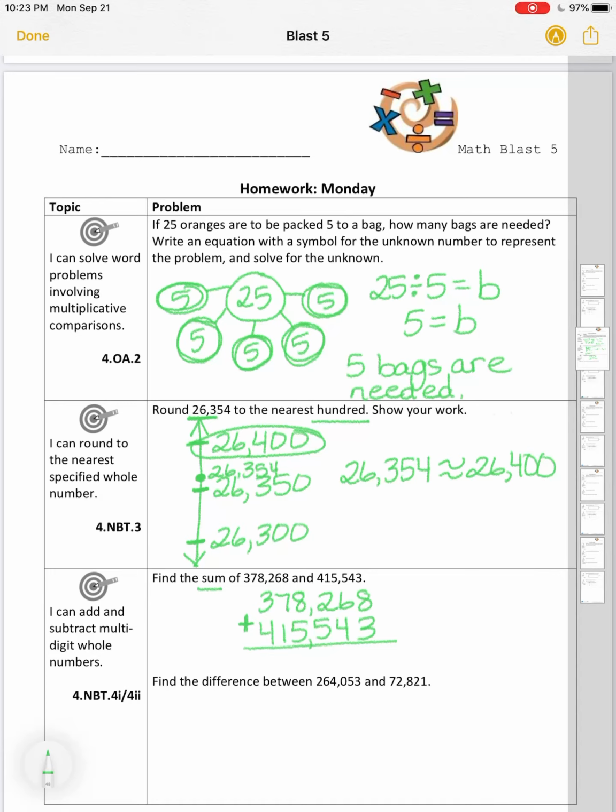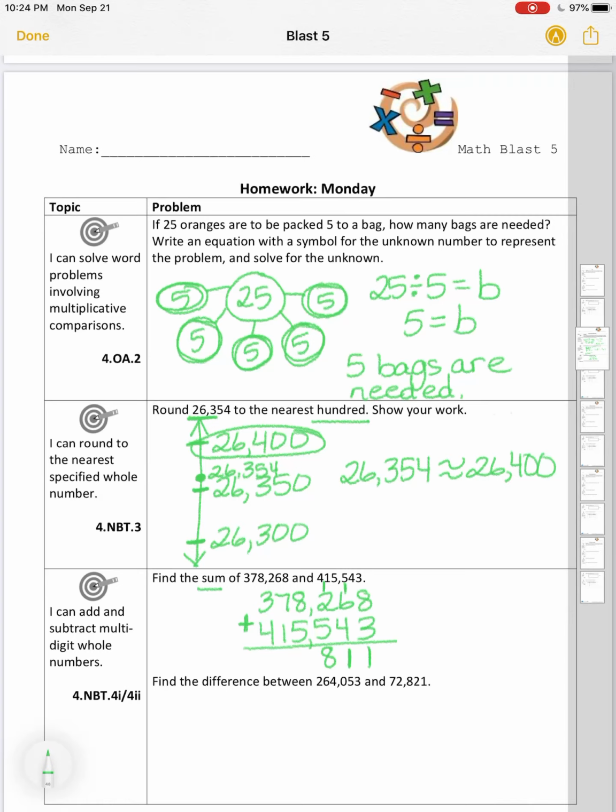And now I'm able to add like units. So I'll start with my ones place. 8 ones and 3 ones is 11 ones. 10 of those ones bundle and make a 10. 1 ten, 6 tens, and 4 tens is 11 tens. We'll leave one of those tens here, and 10 of those tens will bundle and make 100. 1 hundred, 2 hundreds, and 5 hundreds is 8 hundreds. 8 goes in the hundreds place there.